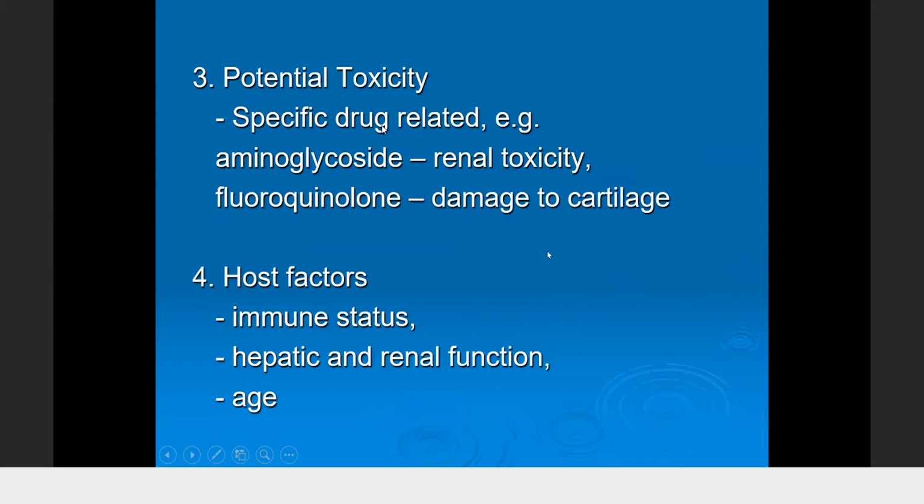And the third one is potential toxicity. This one is specific drug related, such as aminoglycoside. Aminoglycoside can cause renal toxicity, and not only renal toxicity, it can also lead to ototoxicity, toxicity of the ear.